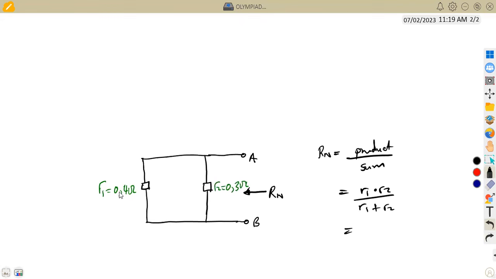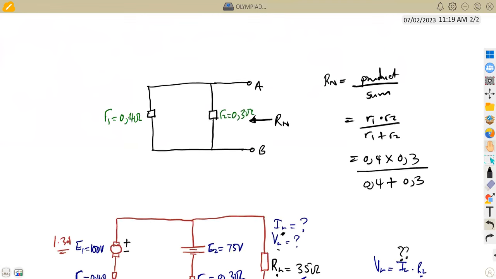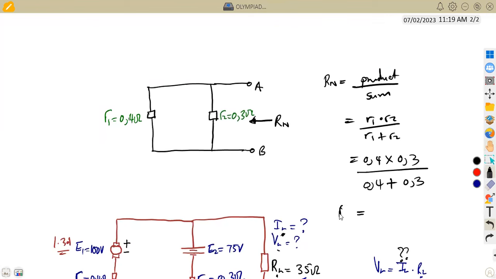So let us substitute our values. R1 being 0.4 times R2 being 0.3 over 0.4 plus 0.3. That is the sum of the resistors. So this is going to give us Rn in this case. So Rn is going to be 0.1714 and so on, which is 0.171 to 3 decimal places in ohms.